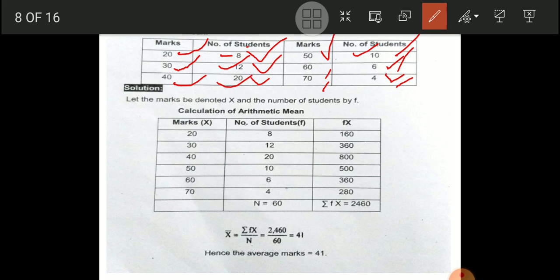Now we have to calculate the arithmetic mean of that. So let the marks be denoted by x and the number of students by f, that is the frequency. Marks x are 20, 30, 40, 50, 60, 70. Frequency, the number of students who obtained the marks: 20 marks, that is 8; 30, that is 12; 40, that is 20; 50 marks obtained by 10 students, 60 marks obtained by 6 students and 70 marks obtained by 4 students.